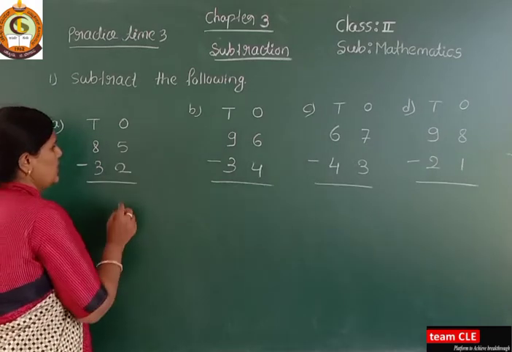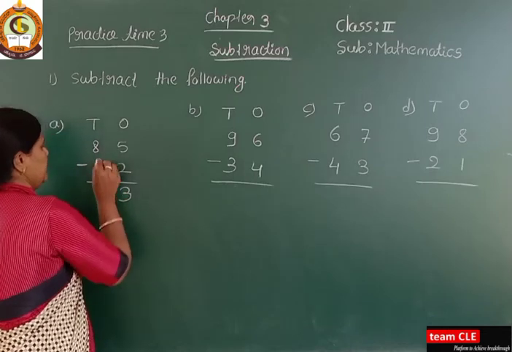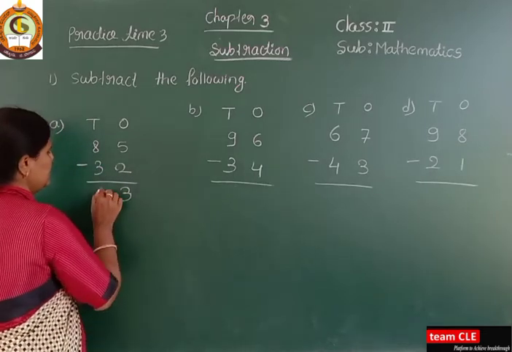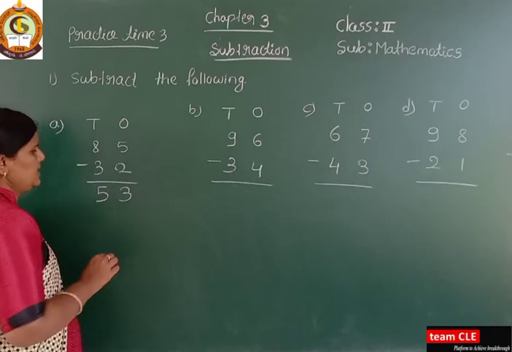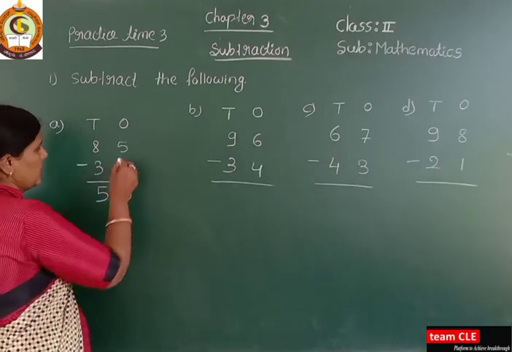5 minus 2 is how much? 5 minus 2 is 3. 8 minus 3 is 5. So the answer is 53. If you have not understood like this, then you have to draw lines.